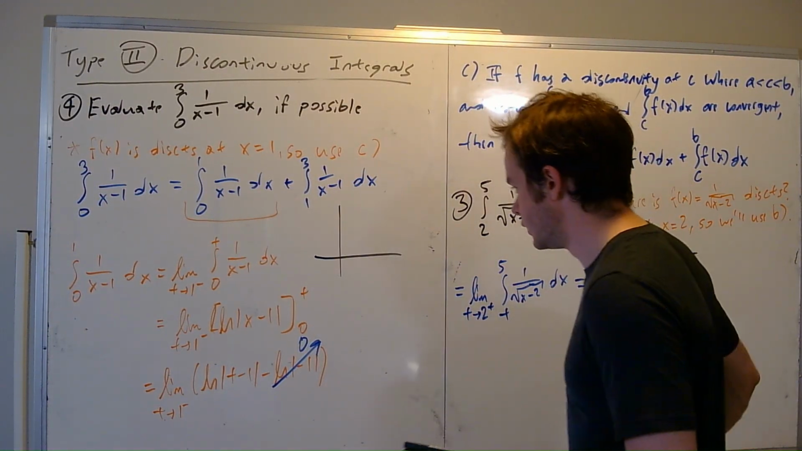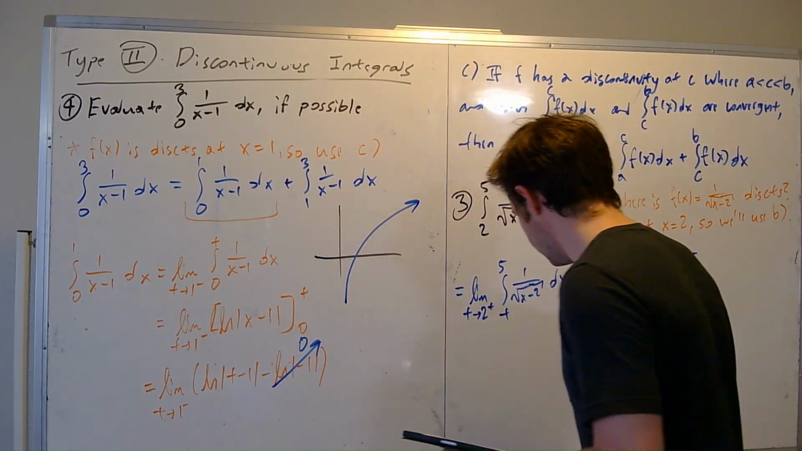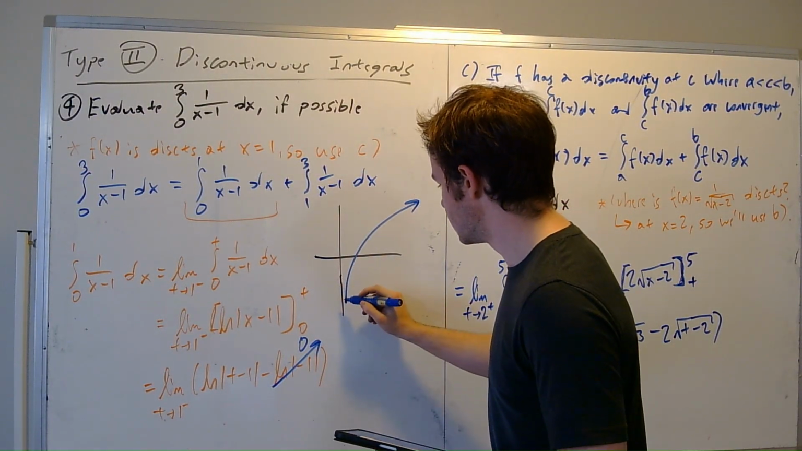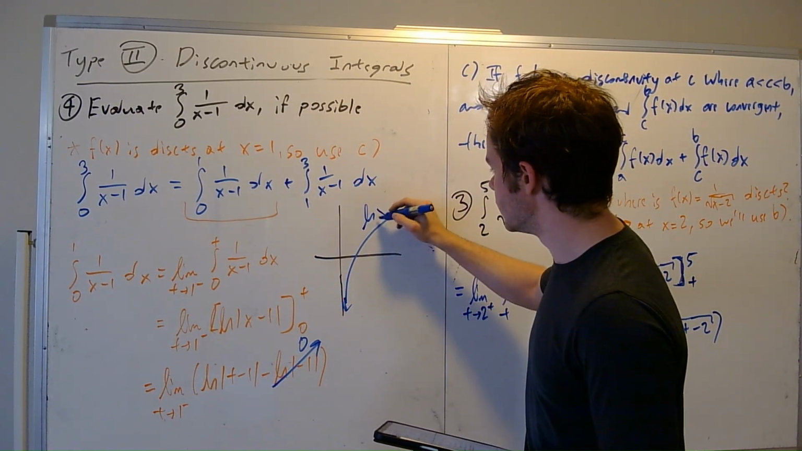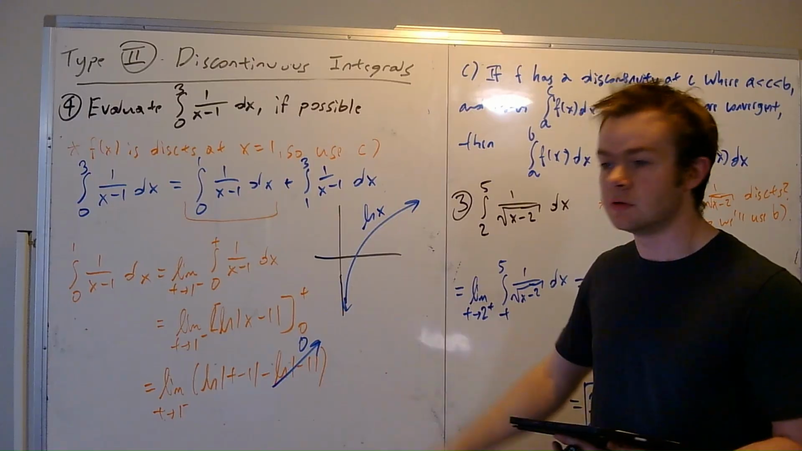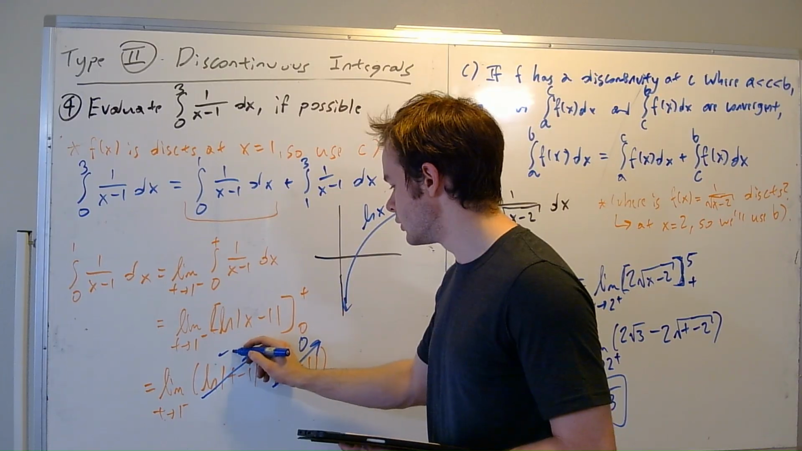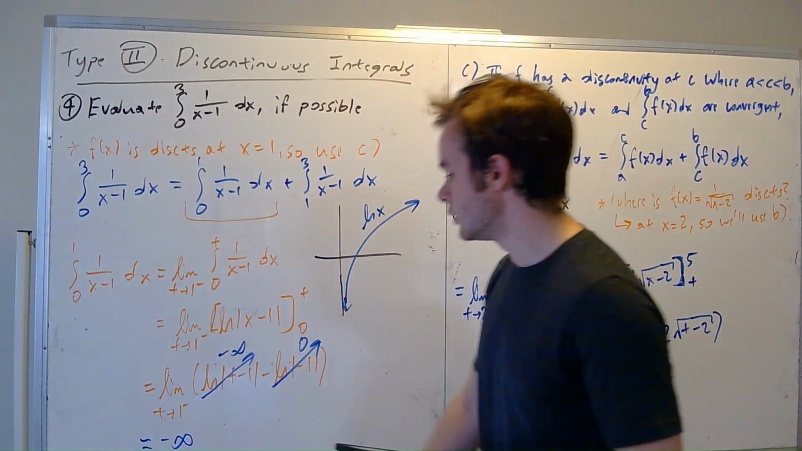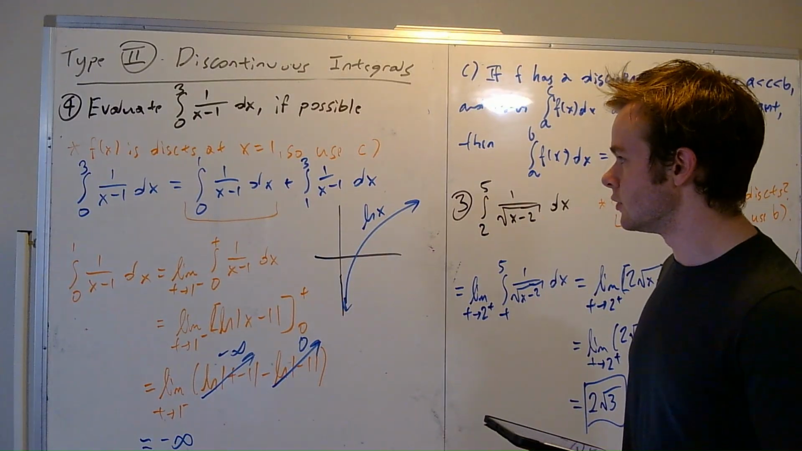So I'm going to draw for you the graph of natural log of x. It looks something like this. We drew this earlier. Right? So this is the graph of natural log of x. And notice that whenever you're getting very close to natural log of 0, you're going towards negative infinity. So this part goes towards negative infinity. So your answer here is going to be negative infinity. So the answer here is that this first part of the integral is equal to negative infinity.